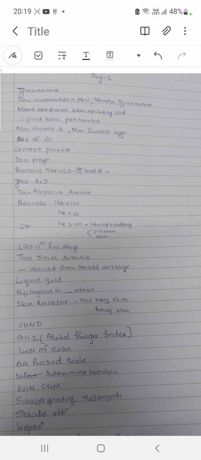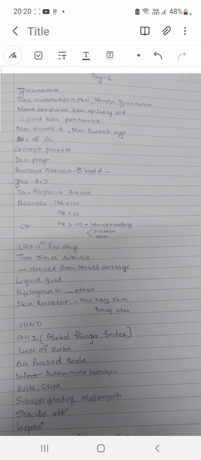Shaffer grading, remember 4 grades. Like Mallampati also 4 grades, but for Mallampati you have to know normal is 1, but Shaffer normal is 4. And Shaffer's mnemonic is STSC. STSC for Schwalbe's line, trabecular meshwork, scleral spur and ciliary muscle.